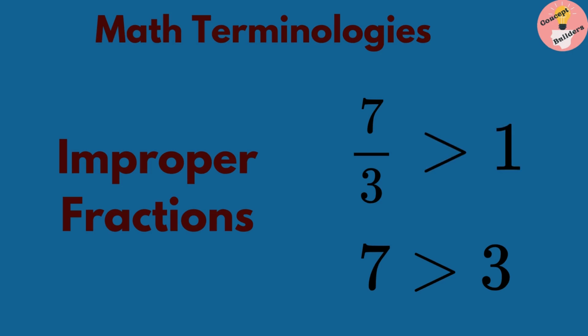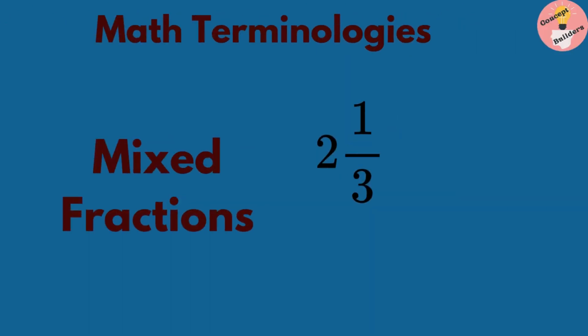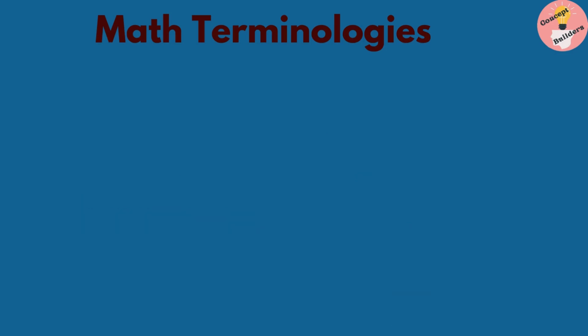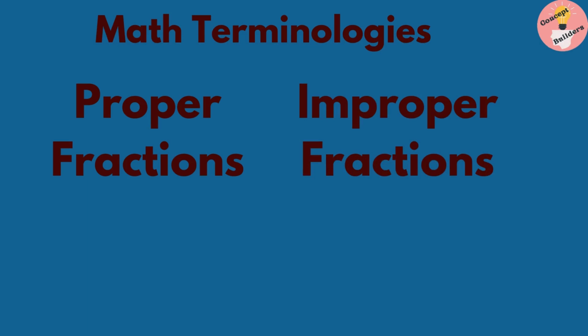Improper fractions can also be written into this format, where you take out the whole number part and write it separately. Like we saw earlier, how 7 by 3 is equal to 2 and 1 by 3. Since this format is a mixture of a whole number and a proper fraction, this is called a mixed fraction. Okay, so the 3 types of fractions are proper, improper, and mixed fractions.